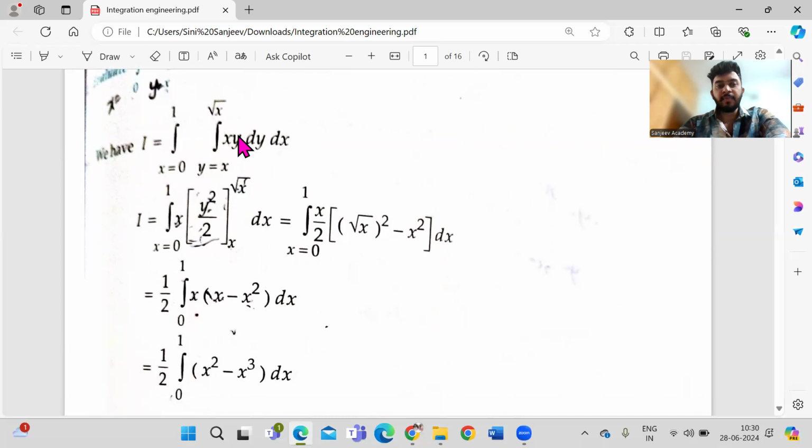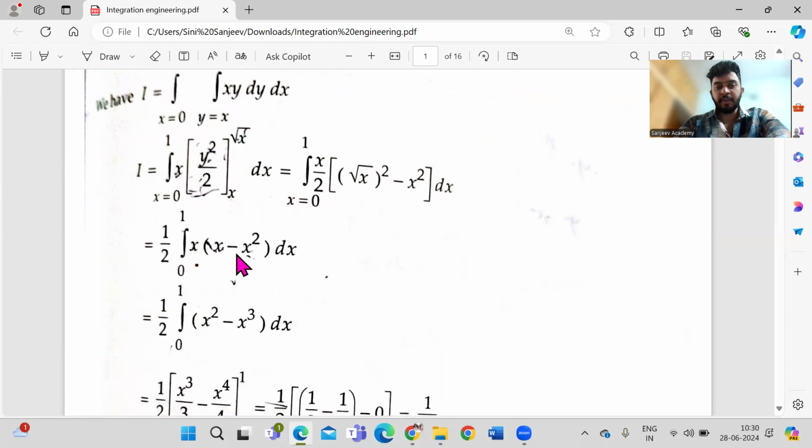So first thing is, if I'm integrating with respect to y, x is what? Constant. So take it outside. And the integration of y is y square by 2, and upper limit minus lower limit. So you have to just substitute root x in place of y. Root x the whole square is x minus x square. That's it. Then here also you have to do the limit.